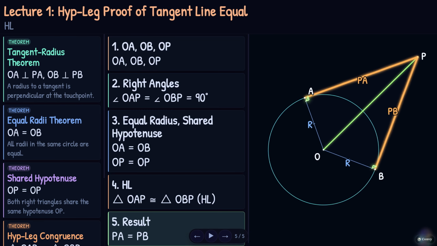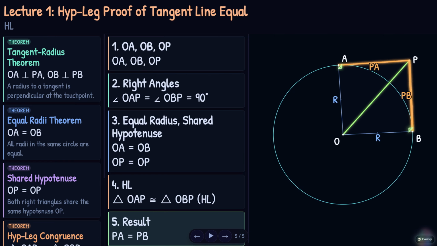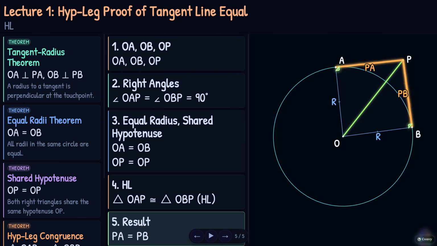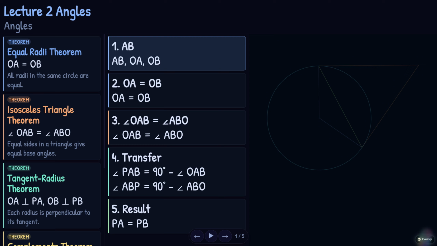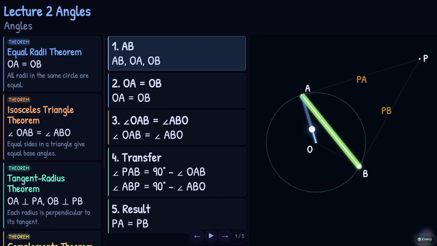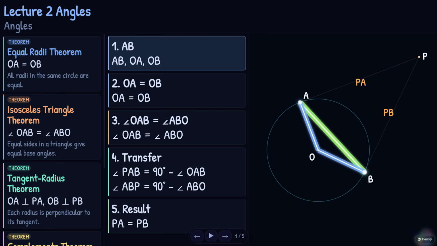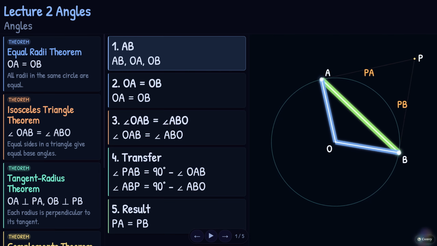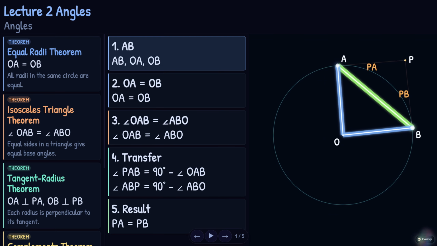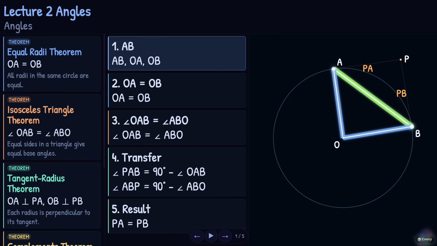Very clean, very classical. And if you are solving under time pressure, this is probably the proof you want to see first. But now I want to show you a second proof, because this is where the theorem becomes more memorable. The second proof does not focus on triangle congruence first. Instead, it focuses on angle transfer.